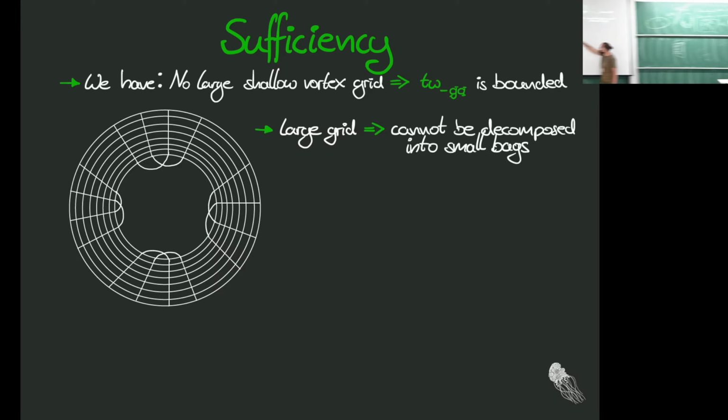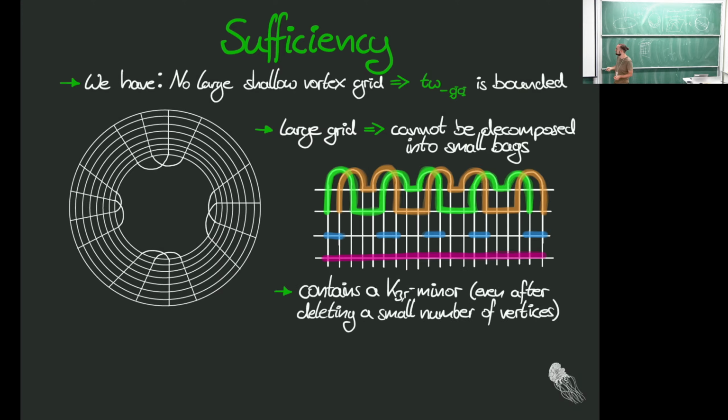This guy does have a very large grid, and intuitively this means I cannot make a tree decomposition of small width that decomposes this entire graph into many different bags. So most of this graph must sit in one bag, or at least close to this, then everything must be close together. And here I give a construction that says, take the green part, contract it into a vertex. Take the orange part, also contract it into a vertex. And take the pink part, also contract it into a vertex.